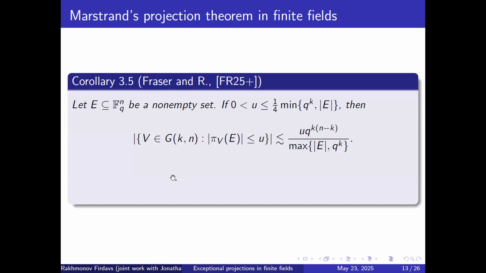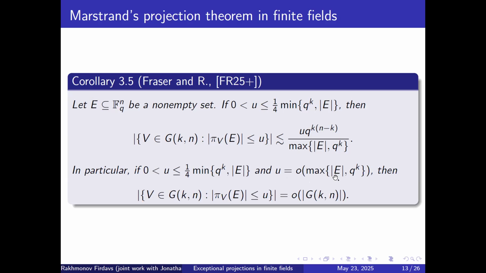As I said, our result depends on two parameters, P and S. Taking P to be 2 and S to be 1 over 2, we obtain this one, because any set is a (2, 1/2) Salem set, which follows directly from Plancherel's identity. So in particular, we obtain the Marstrand theorem in full generality in finite fields. When u is small, we can show that the size of the exceptional set is little o of the size of the Grassmannian.